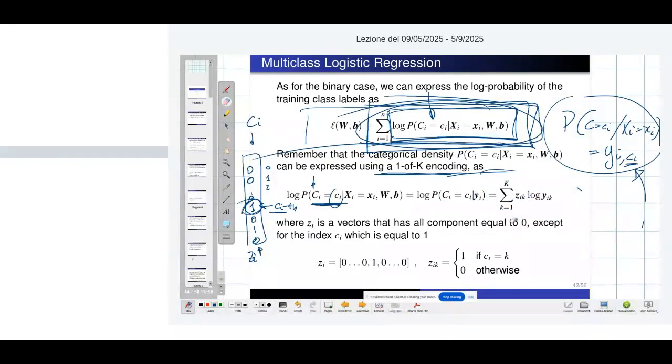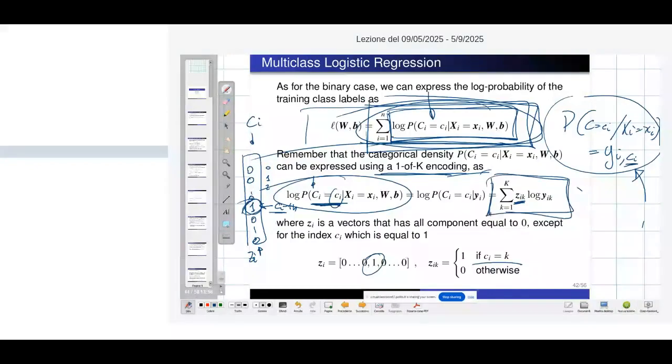So this is just a compact way to express the categorical random variable log probability using a label representation where each label is represented by a vector which has all elements 0 except a single element 1 in the position corresponding to the class.